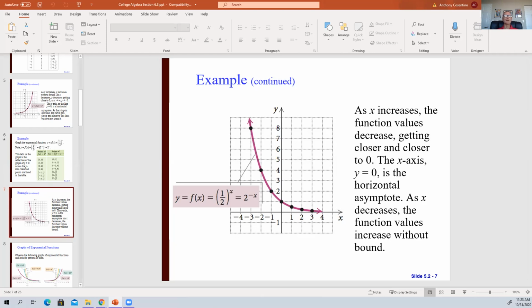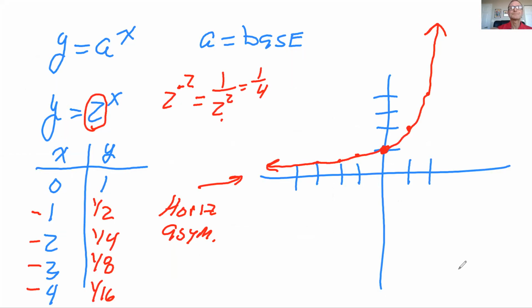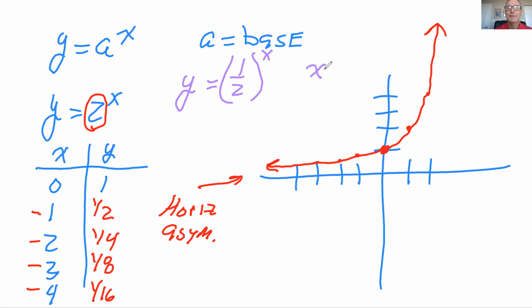And so what do we mean by that? Well, let me show you just a couple of these real quick. Let's do it in a different color here. Let's see what purple looks like. So say we had in the purple function, y equals 1/2 to the x power. And say, like I said, x equals -1.